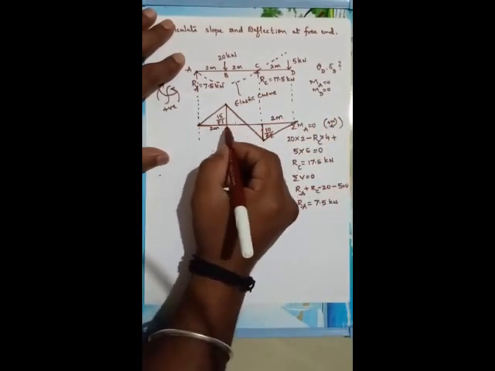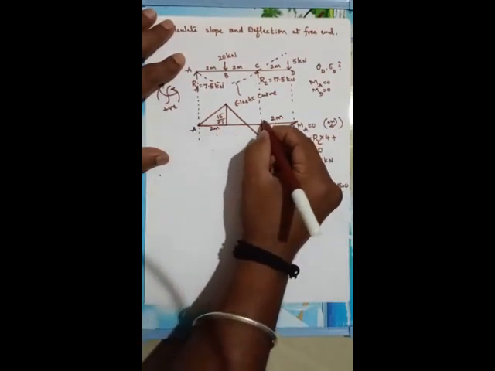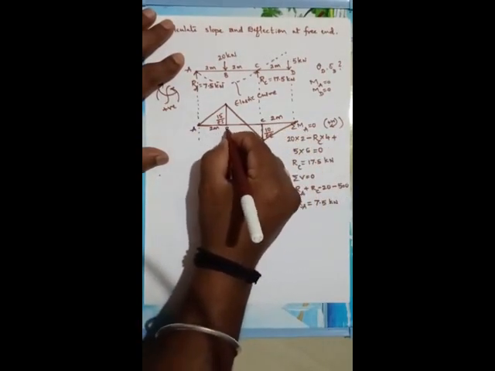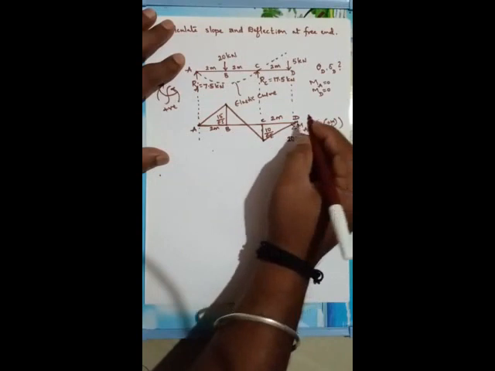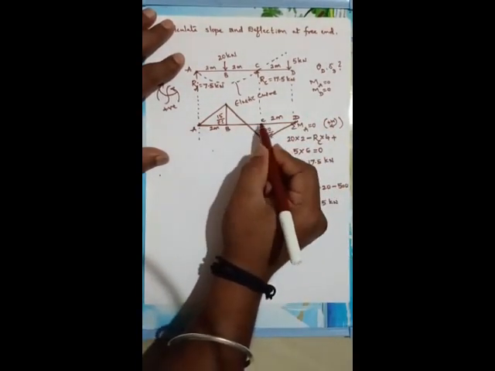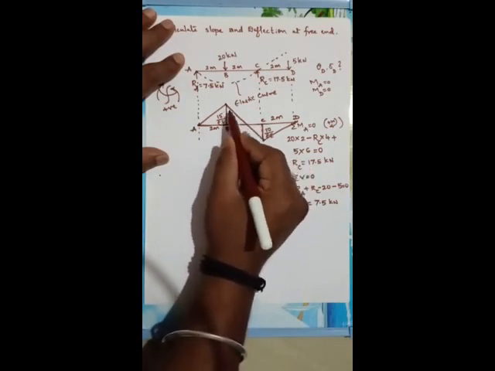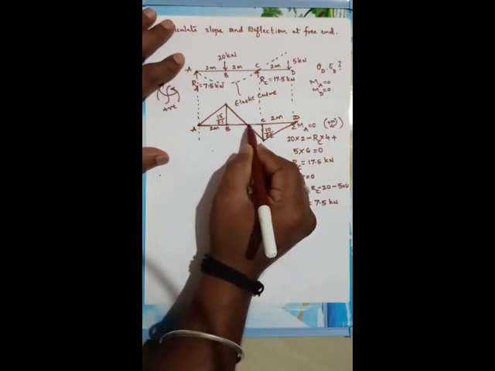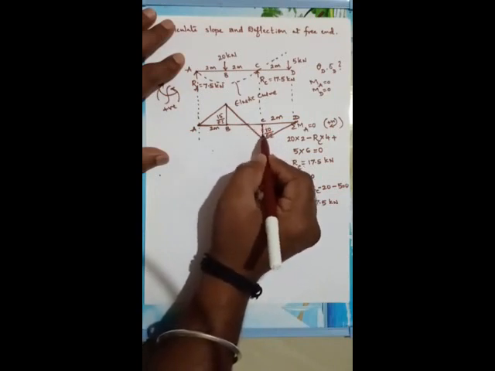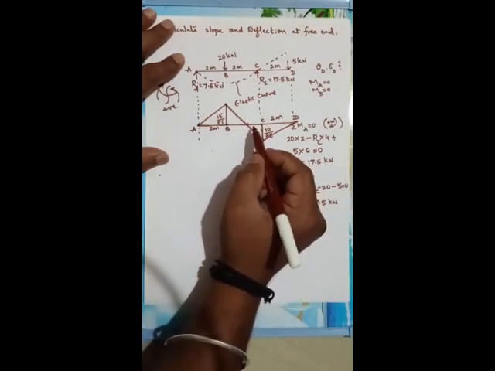Then again, this is point A, this is point C, this is point B, this is point D. From B to C, total is 2 meters. But what is the base from here to here for this triangle? We don't know, so first we need to calculate that.